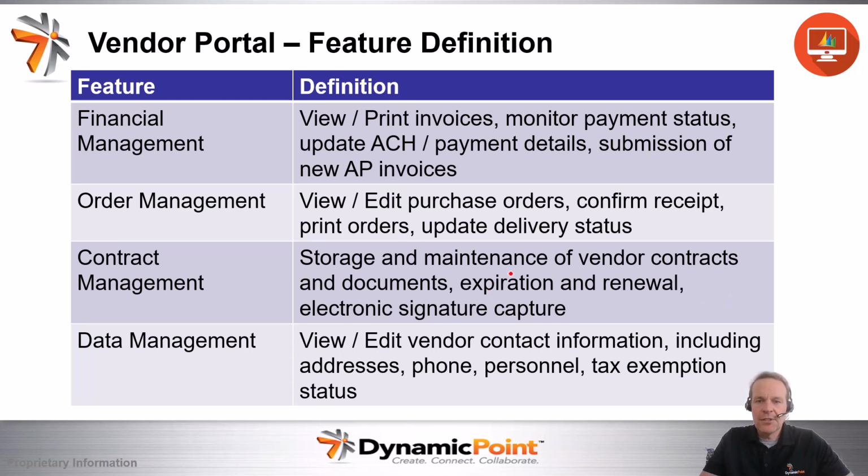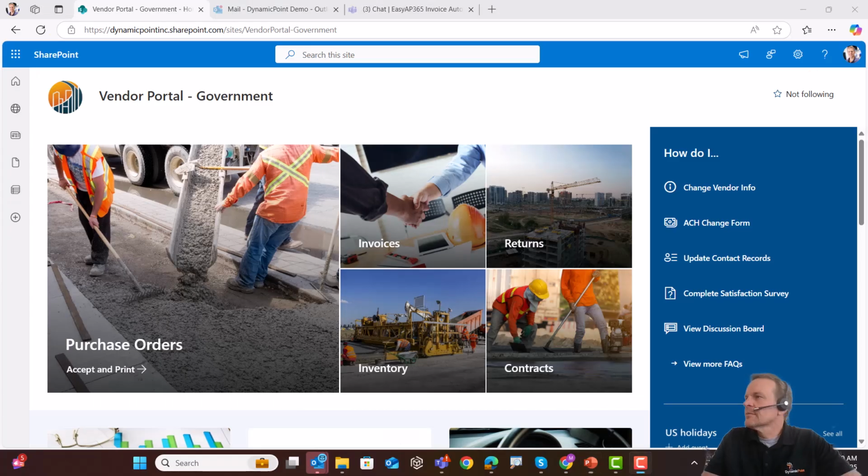Contract management: storage and maintenance of vendor contracts and documents, expiration and renewal, and electronic signature capture. And then data management: view and edit vendor contact information, including address, phone, personnel, tax exemption status, etc. So that is our introduction, and without further ado, let's go ahead and switch over to our demo.